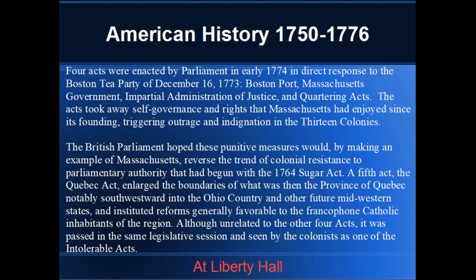4 acts were enacted by Parliament in early 1774 in direct response to the Boston Tea Party of December 16, 1773: the Boston Port, Massachusetts Government, Impartial Administration of Justice, and Quartering Acts. The acts took away self-governance and rights that Massachusetts had enjoyed since its founding, triggering outrage and indignation in the 13 colonies. The British Parliament hoped these punitive measures would, by making an example of Massachusetts, reverse the trend of colonial resistance to parliamentary authority that had begun with the 1764 Sugar Act.